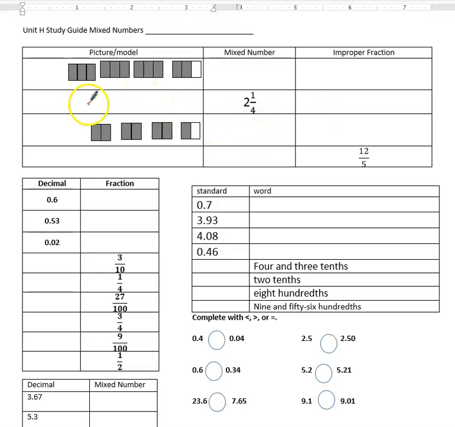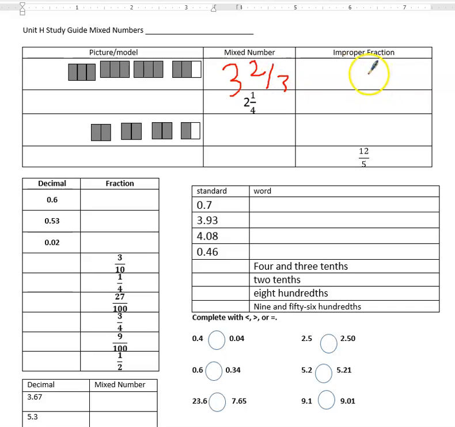Here's the answers to the Unit H study guide. I'm writing from the desk because my pen's not working on the board, so things may look a little messier. Mixed number, I need to count the whole ones. There's 1, 2, 3 whole ones, and then this fraction of 1 is 2 out of 3.